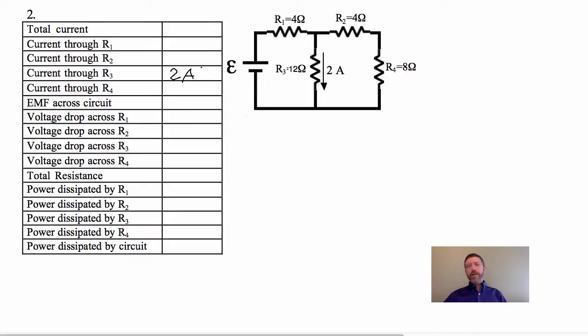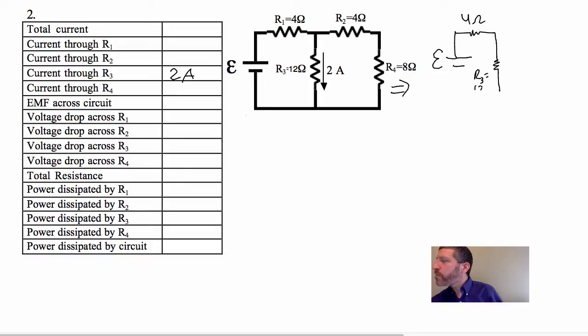So what I'm going to do is redraw this, even though I don't know what the EMF is. I'm just going to redraw it over here. Got the same EMF, which I still don't know. That's E. I've got R1, which is 4 ohms right there. I've got this 12 ohm resistor. This is R3, which is 12 ohms.